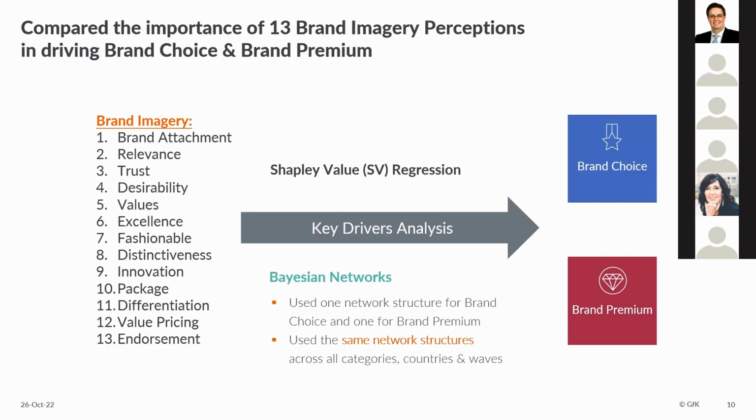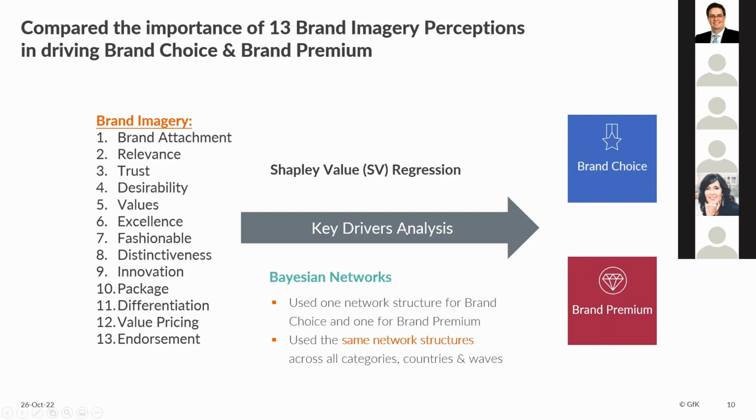And so the inputs to our model were as follows. We had 13 brand imagery perceptions that we were putting into our model. Each of these was asked on a yes-no association, so respondents said which brands they associated with each of these imagery statements. So we've basically got a binary scale for each of these statements. And then we've got our outcome measures, brand choice and brand premium, which are on a continuous scale.